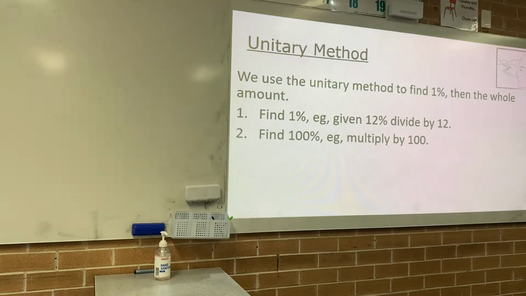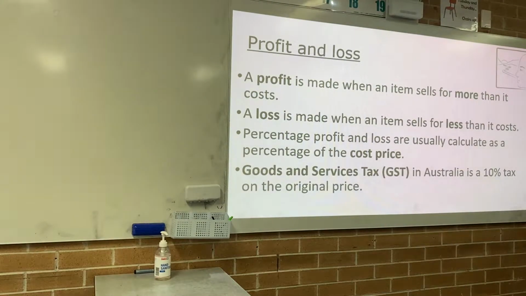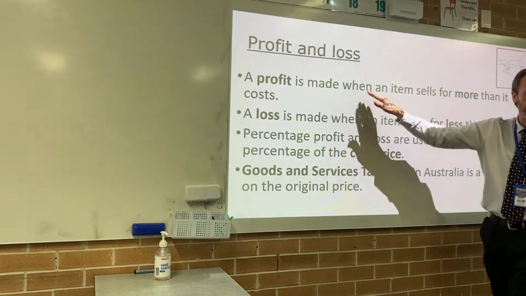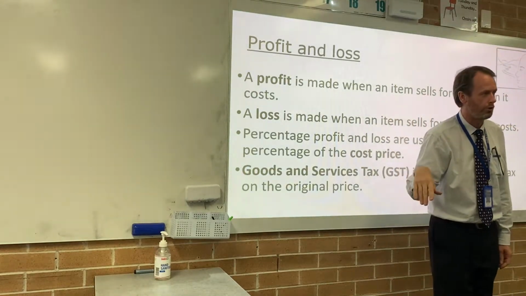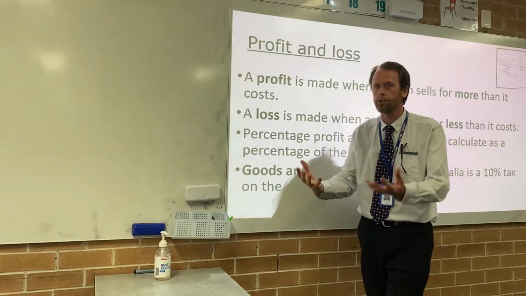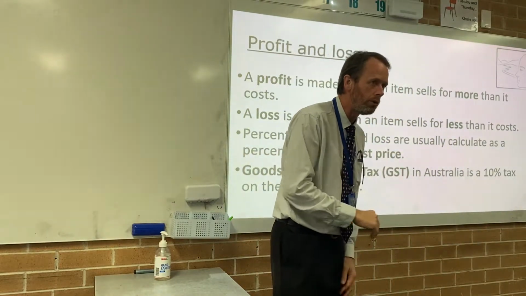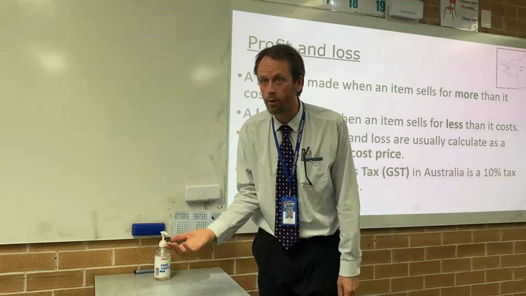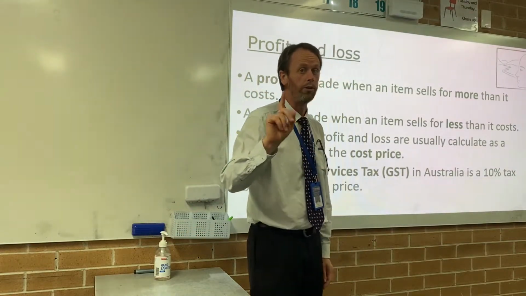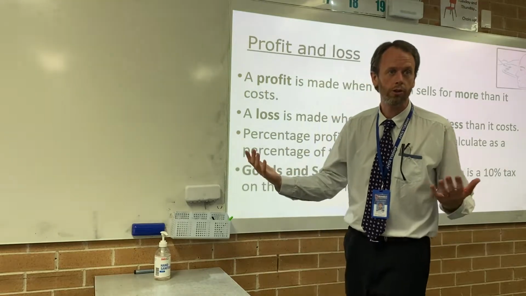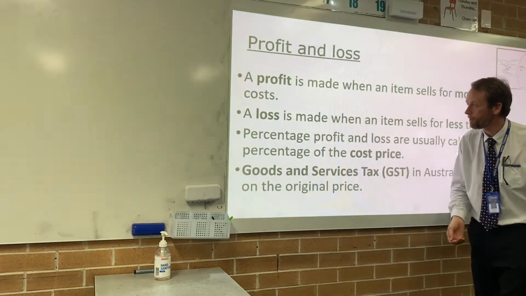So you've got all these definitions that I'm giving you. A profit is made when we sell an item for more than it costs. If you decide to sell tennis balls and you buy them for $1 a ball and you sell them for $2 a ball, you've made a profit, $1 per ball. Why did I choose tennis balls? It's just the first thing that came into my mind.